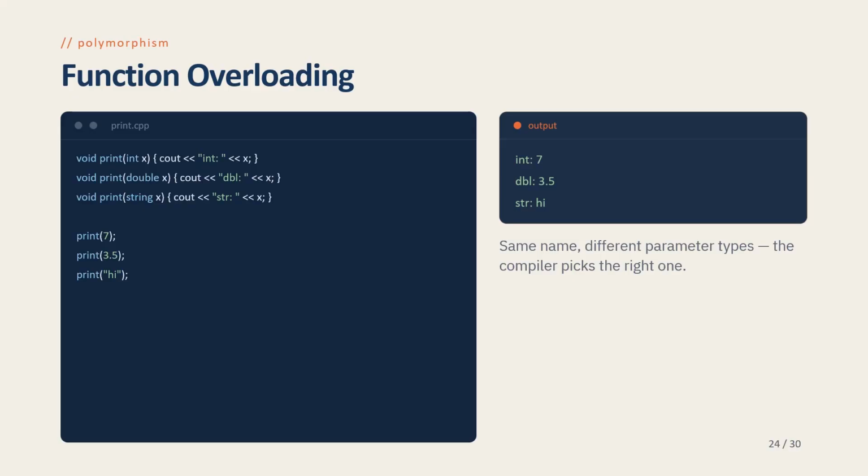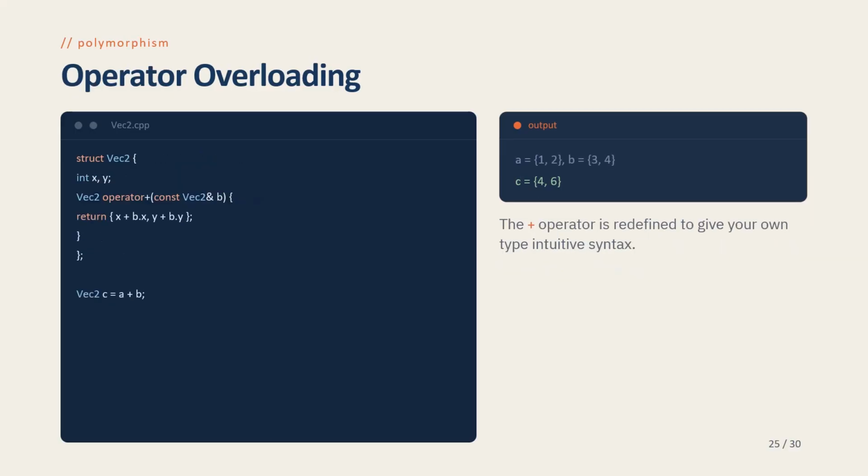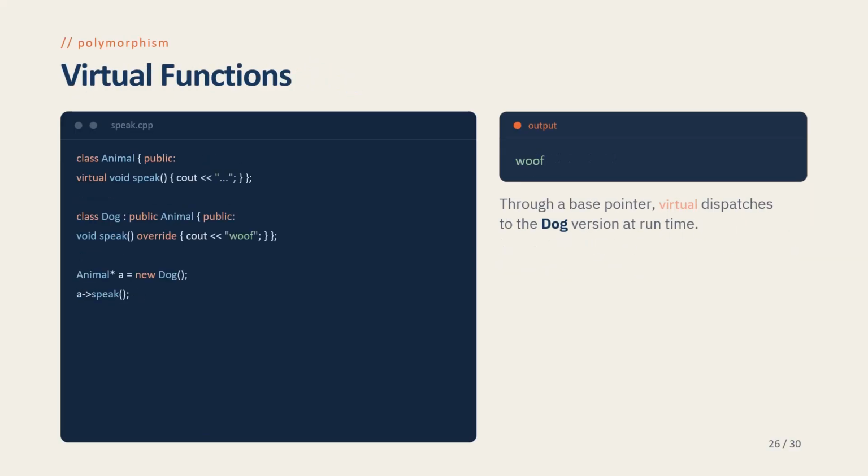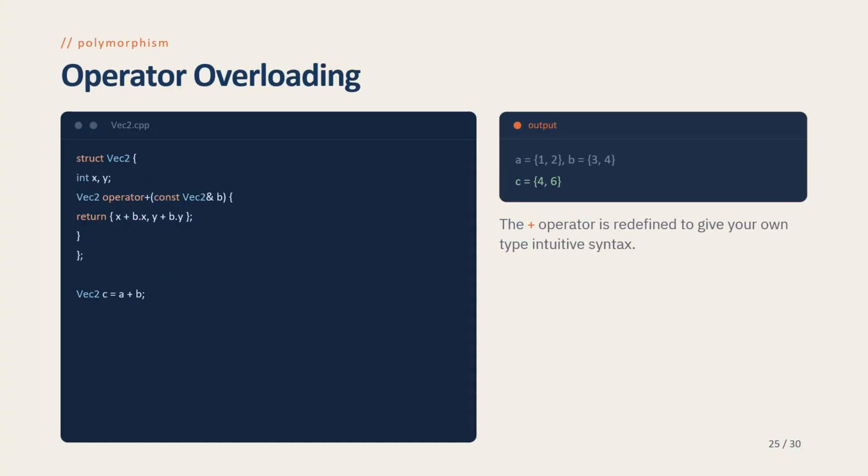Next comes function overloading. Function overloading allows multiple functions to have the same name but different parameter lists. The compiler automatically selects the correct function based on the arguments. Next, we have to know about runtime polymorphism.